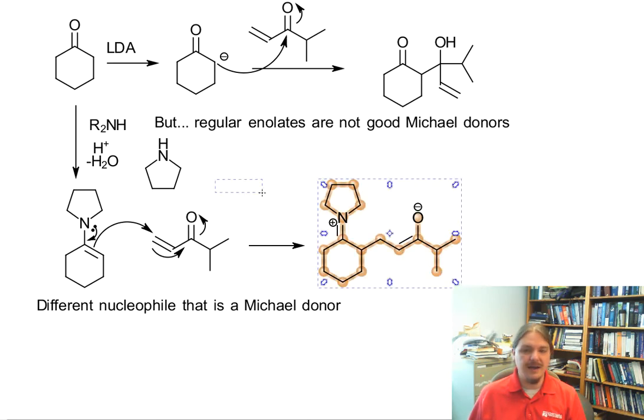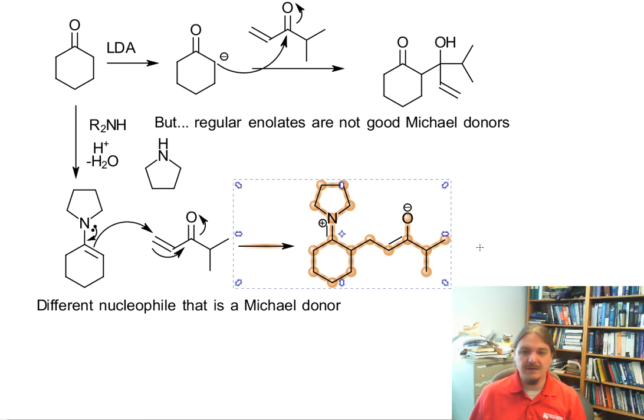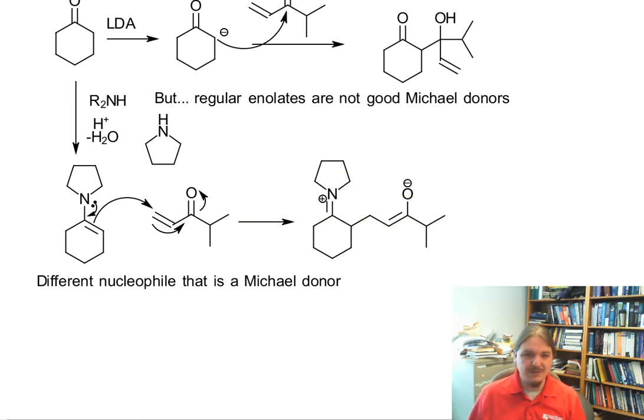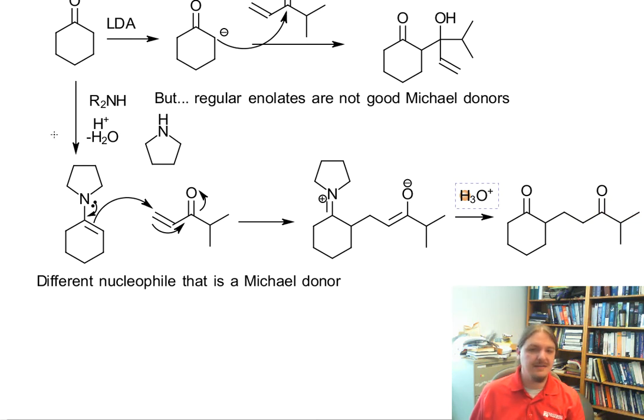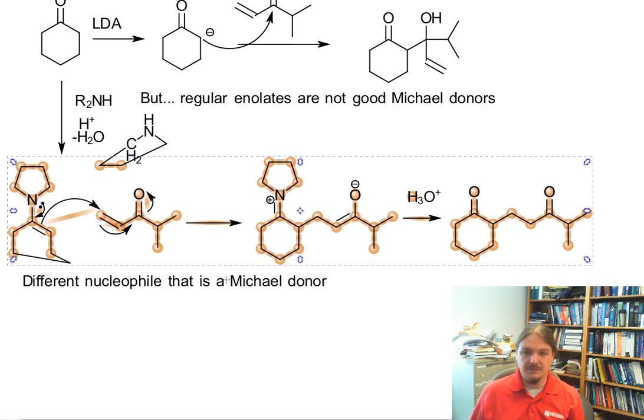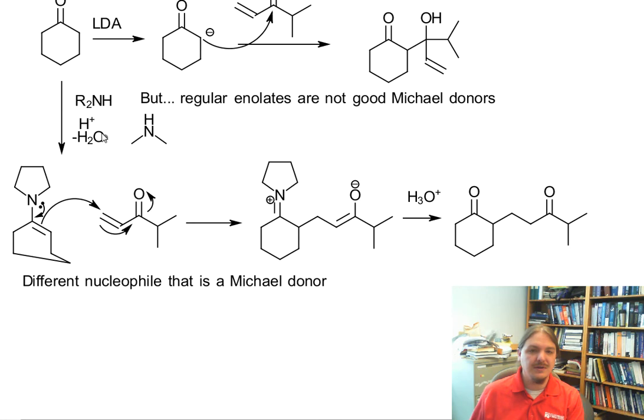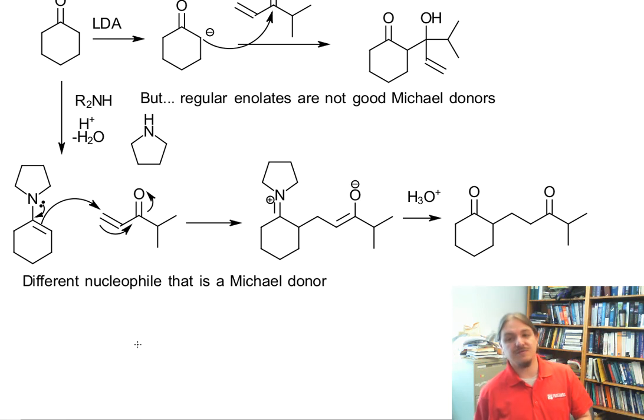Gives us this intermediate that once we acidify, water and acid will both deal with the anion, but also hydrolyze what's left of the enamine back to the ketone. Ketone, boom, boom, other ketone. And here, this is how we get the product that we wanted. And I am not going to put any time into explaining how the hydrolysis of these things works. It is a mechanism that you've probably encountered before.